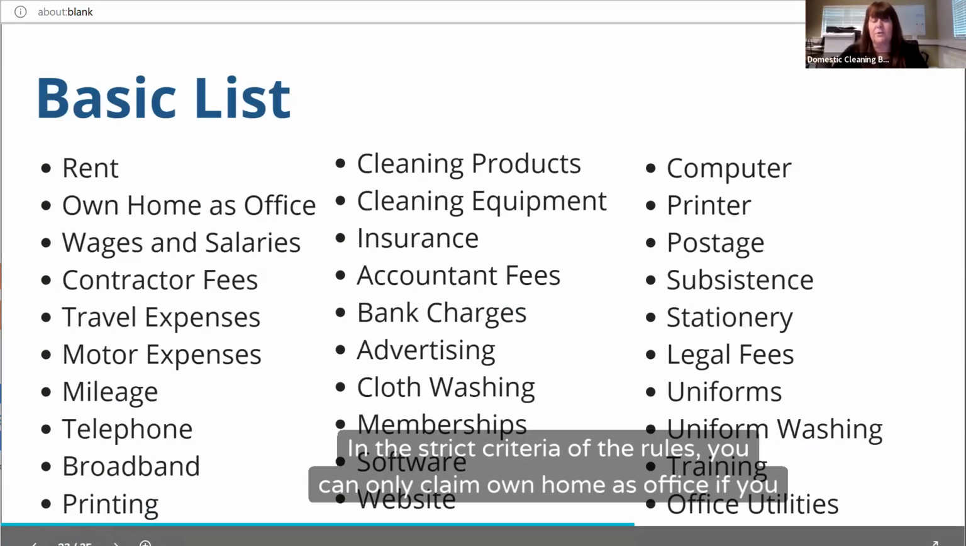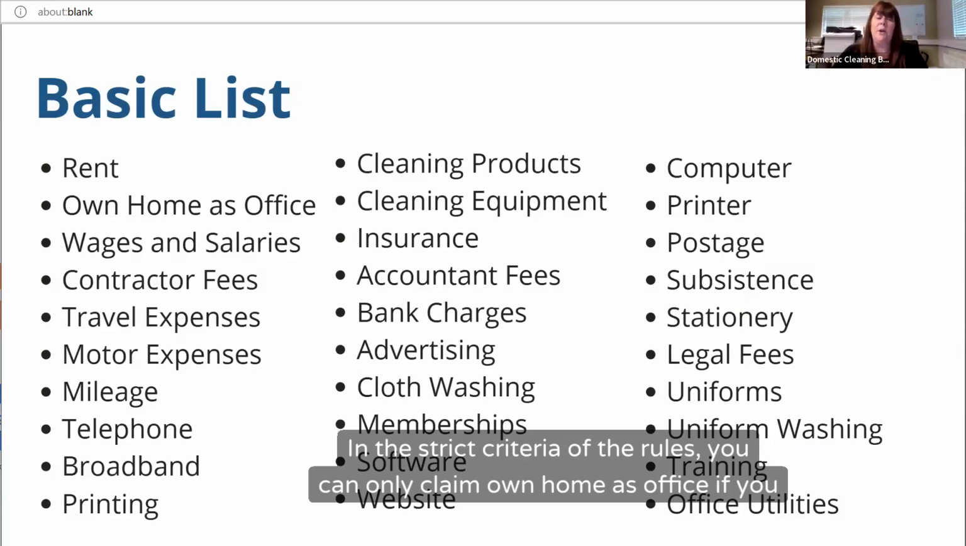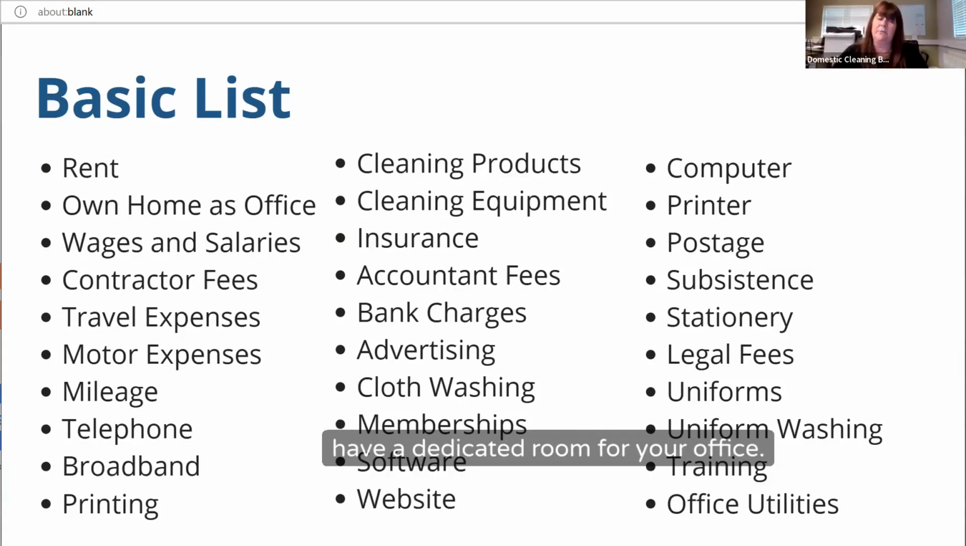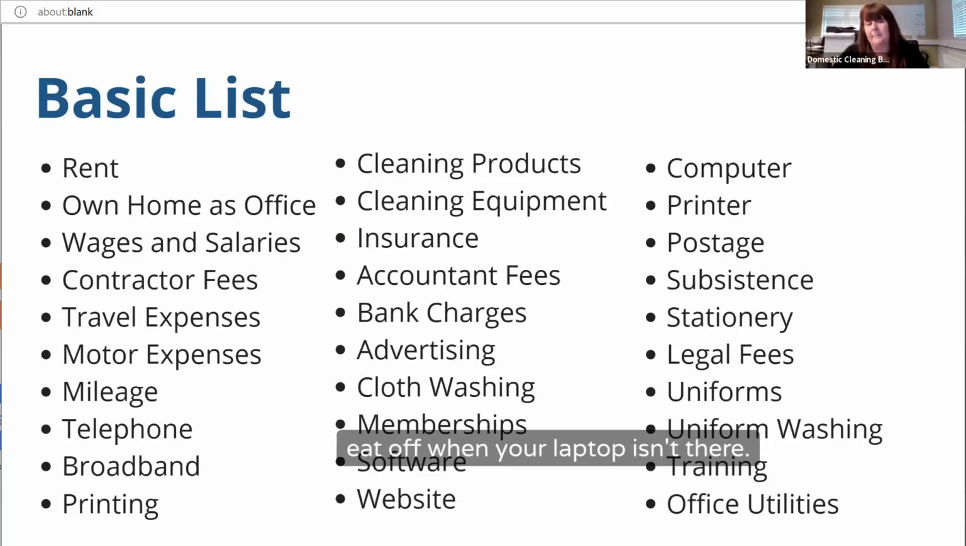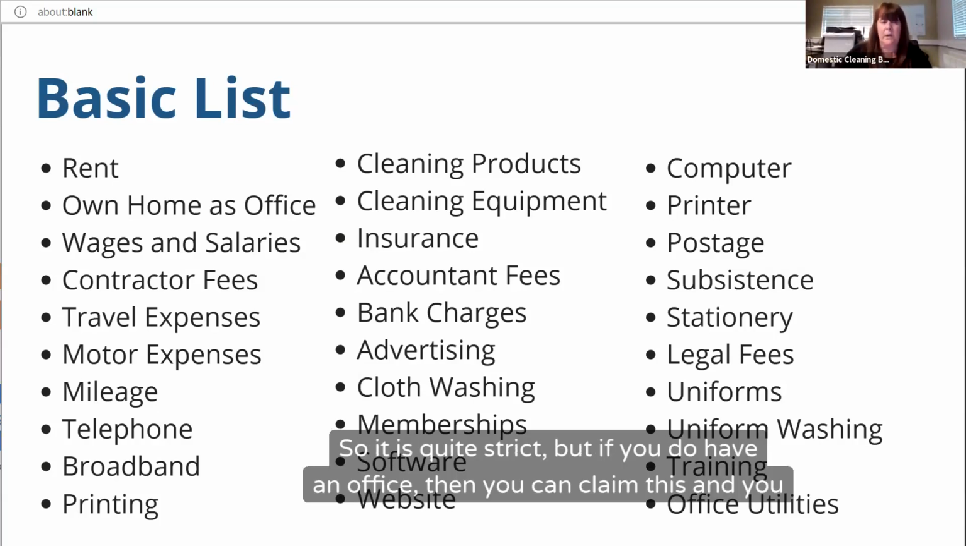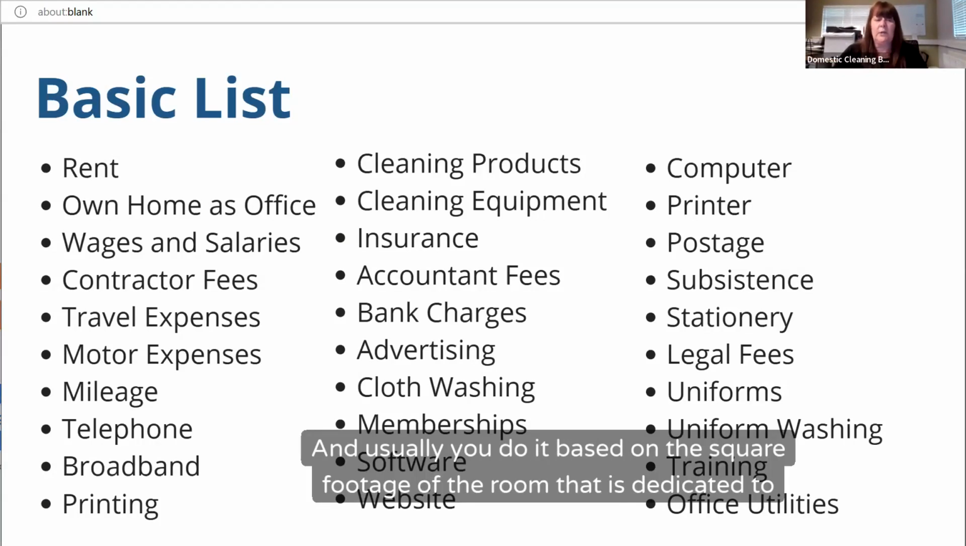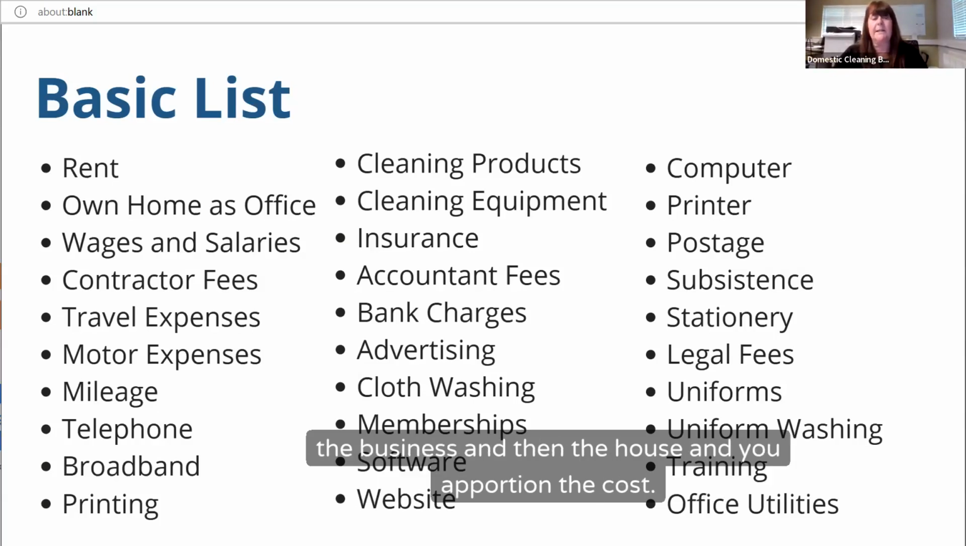But in the strict criteria of the rules, you can only claim own home as office if you have a dedicated room for your office, okay? You can't claim own home as office if you work from the dining table that you also eat off when your laptop isn't there. So it is quite strict, but if you do have an office, then you can claim this and you can apportion costs. And usually you do it based on the square footage of the room that is dedicated to the business and then the house, and you apportion the costs.